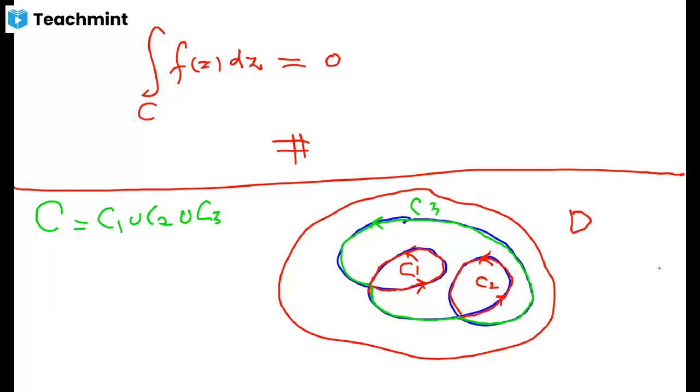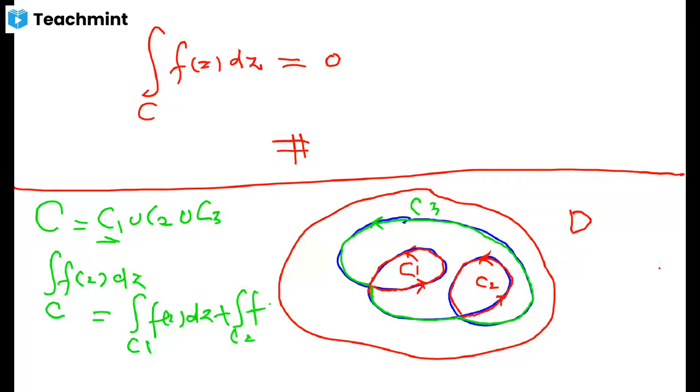Then for our C1, the integral is 0. The integral of f(z) dz over C will be the sum of the integral over C1 of f(z) dz plus the integral over C2 of f(z) dz plus the integral over C3 of f(z) dz. Now each of these C1, C2, C3 is simple closed, and so the integral of f over each of these curves is 0, and so the sum is 0. This is it.